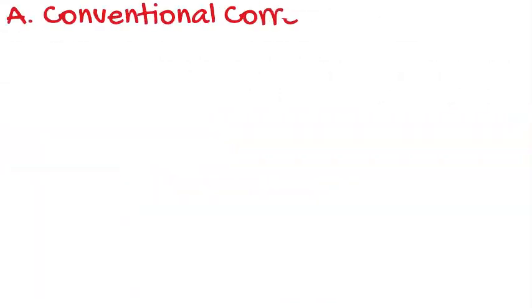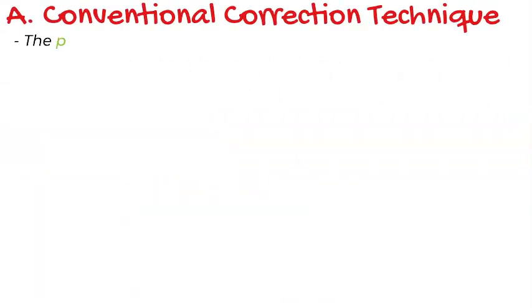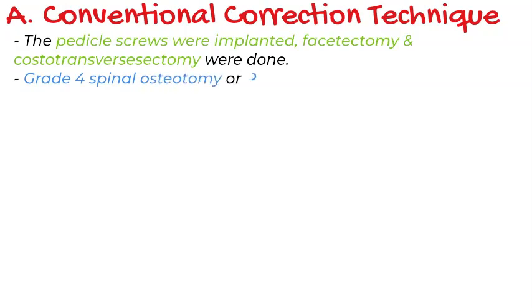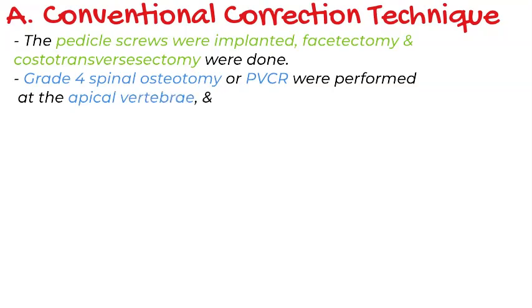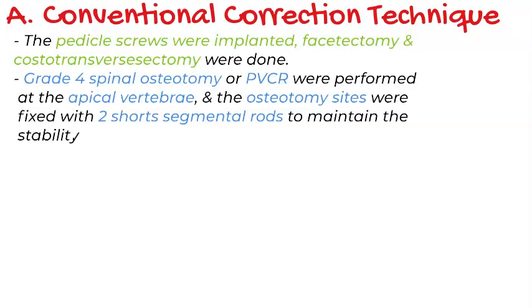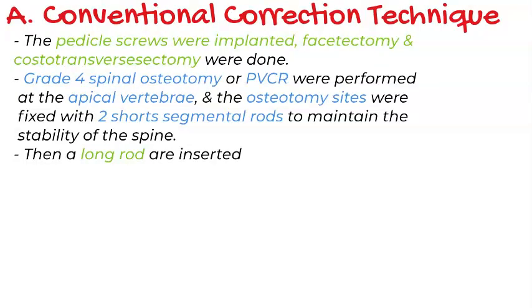For the conventional correction technique, the pedicle screws were implanted, and facetectomy and costotransversectomy were done. Grade 4 spinal osteotomy or posterior vertebral column resection (PVCR) was performed at the apical vertebrae, and the osteotomy sites were fixed with 2 short segmental rods to maintain the stability of the spine.